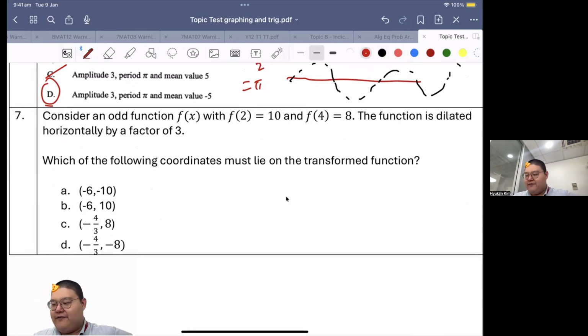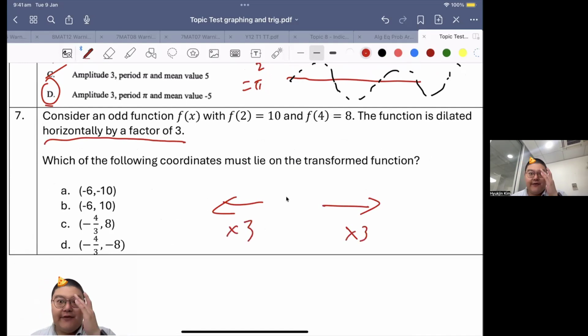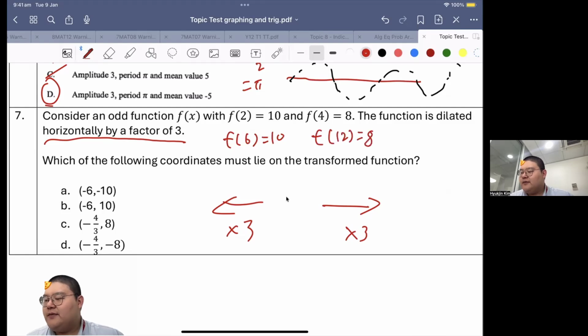Consider an odd function f of x with f(2) = 10, f(4) = 8. The function is dilated horizontally by a factor of 3. If it says horizontally by a factor of 3, it just means it got 3 times as wide. What does that mean? All of my x values just tripled. This means now it would be f(6) = 10 and f(12) = 8.